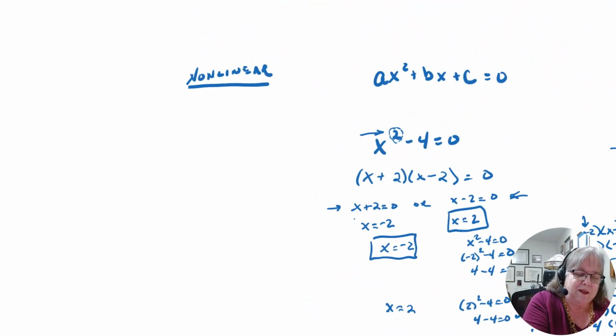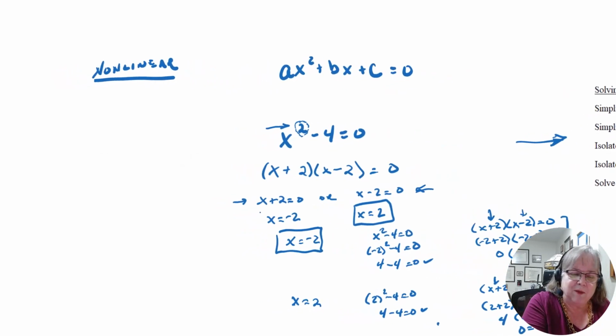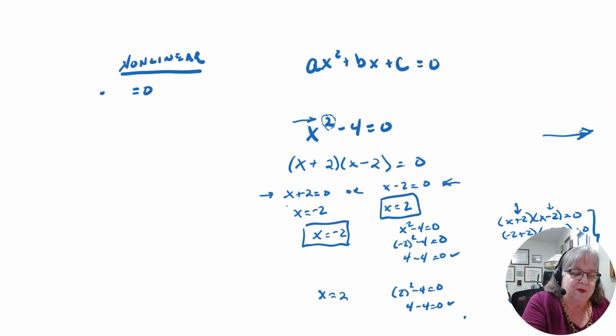So if it's nonlinear, the first thing we want to do is make it equal to 0. And your list can be just that fast. It has to be equal to 0, right? Now, once you get it equal to 0, you're going to pick several different methods to solve it. And right now we're solving it with factoring.